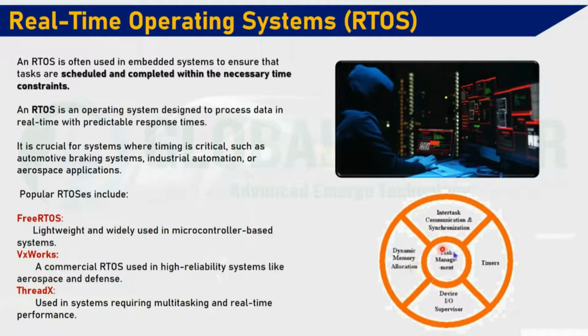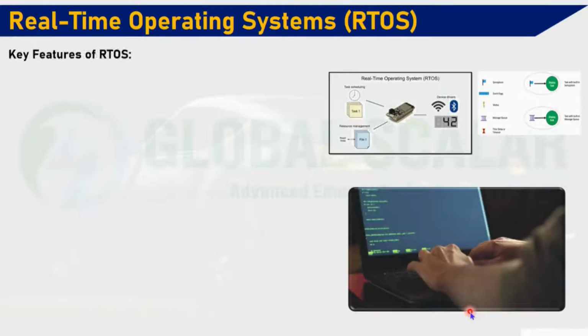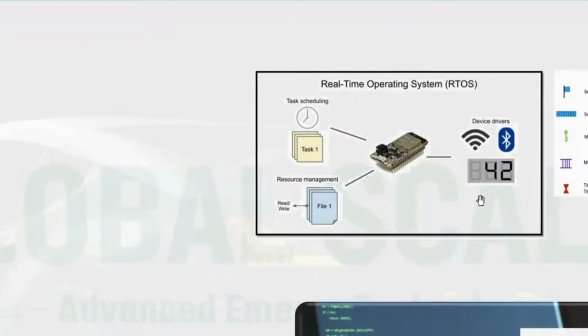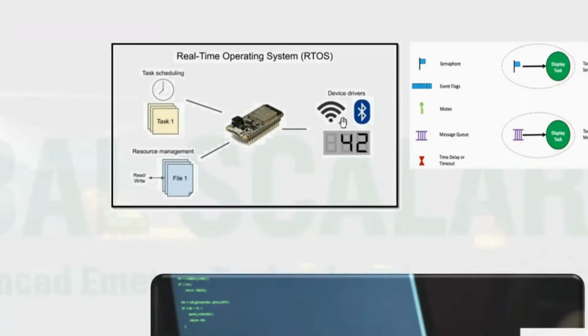Mainly, task management is important in the RTOS. The dynamic memory allocation, inter-task communication and synchronization, timers, and device communication of the IOs. It will take the priority. And apart from that, there are some task-related activities it will be concerned with, so the device drivers related to Wi-Fi and Bluetooth.